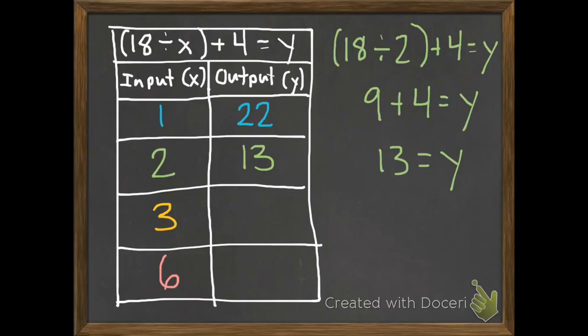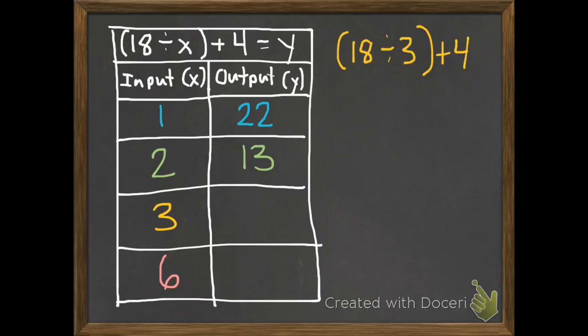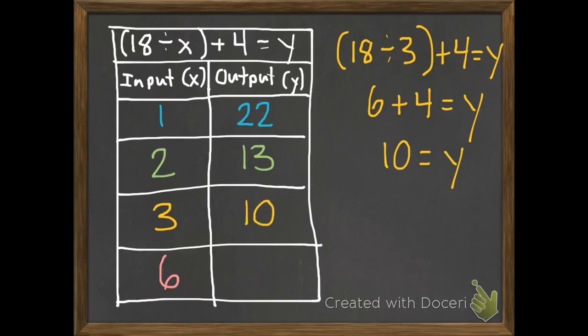Next we're going to put 3 in for x. So 18 divided by 3 plus 4 equals y. So parentheses first. 18 divided by 3 is 6 plus 4. 6 plus 4 is 10. So y equals 10. Just one more spot to fill in.